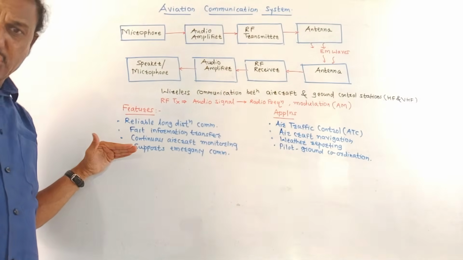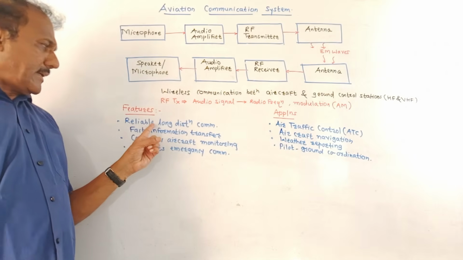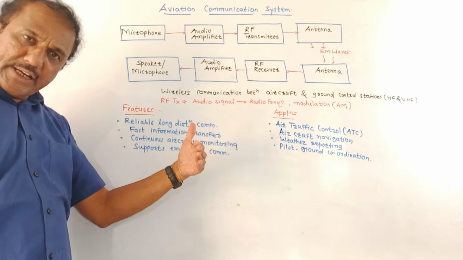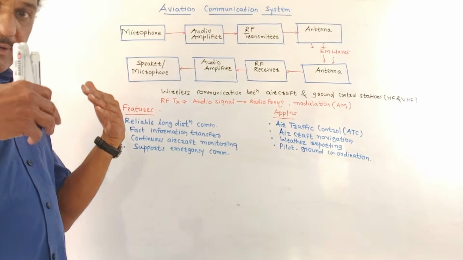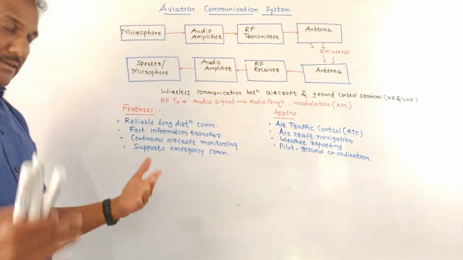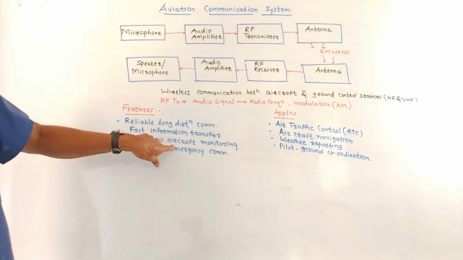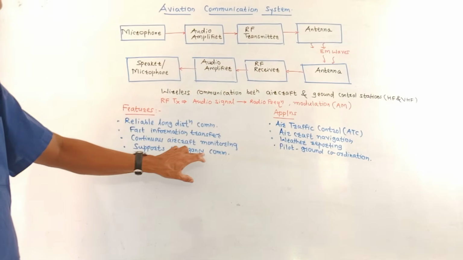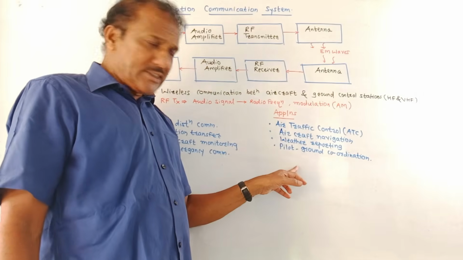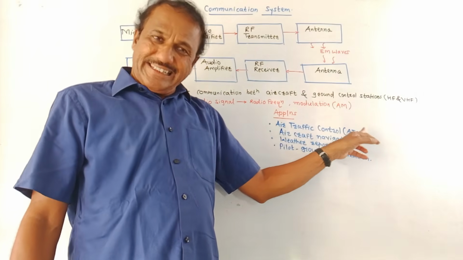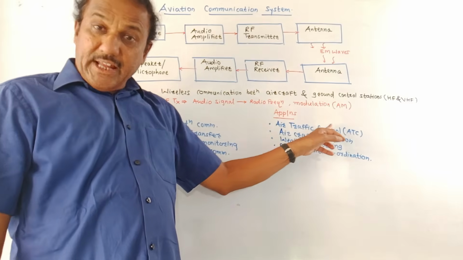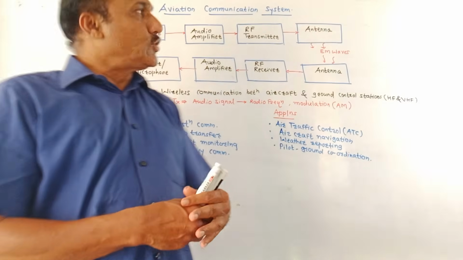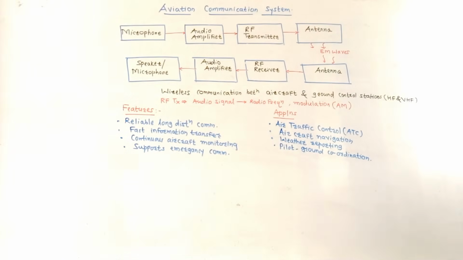Now the important features of this aviation communication are: it is a reliable long distance communication system. Then fast information transfer can take place, especially in case of landing or takeoff of the aircraft. Then continuous aircraft monitoring is done by making use of this system, and it supports emergency communication. The different applications are air traffic control, that is ATC, then aircraft navigation, then weather reporting, and pilot ground coordination. So this is about the aviation communication system.